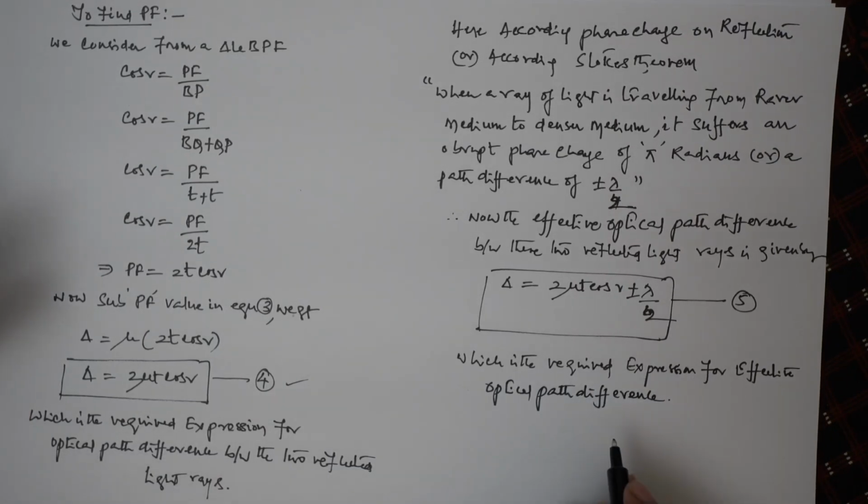Now, when do we say that the film is appearing like bright, and when do we say that the film is appearing like dark? After getting this expression for delta is equal to 2 mu t cos r plus or minus lambda by 2, we have two special cases to explain the interference of thin films. When does the film behave like a bright film, and when does it appear like a dark film? Let us see both the conditions. Now I am writing special cases.